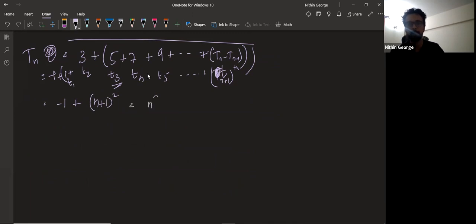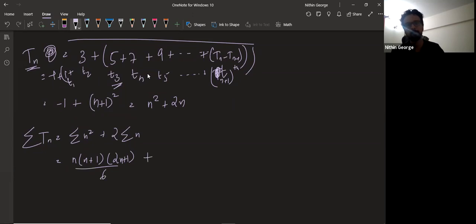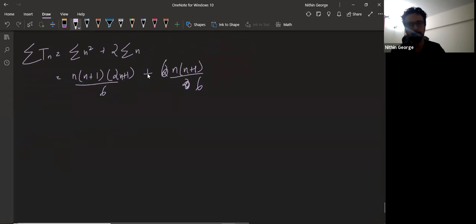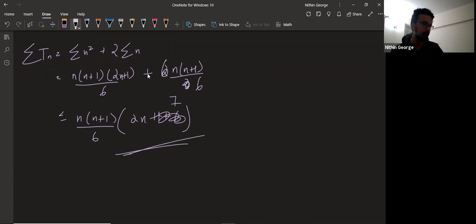Now I add them up, I get what? N square plus 2n. This is my nth term. So sigma Tn will be sigma n square plus 2 into sigma n, which comes out to n plus 1, 2n plus 1 by 6. And this becomes 2 into n plus 1 by 2. This becomes 6 into n plus 1 by 6. So I take n plus 1 by 6 common. I'm left with 2n plus 1 plus 6, which becomes 2n plus 7. And this becomes your final answer.